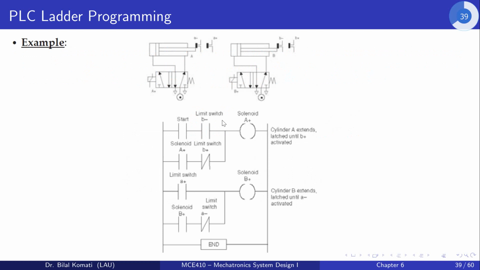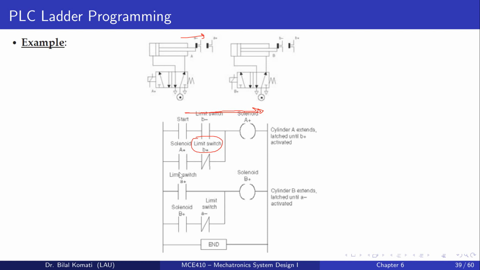So here, if we start, we use the start push button, and if the limit switch is in the position B minus, we will activate the solenoid to move this element forward. Also, if solenoid A is the first time, we need to press start. Now if solenoid A plus is on, it will be kept on until we reach limit switch B plus.